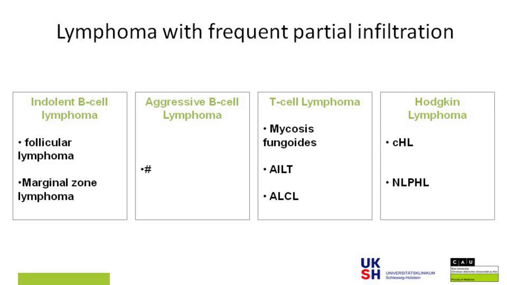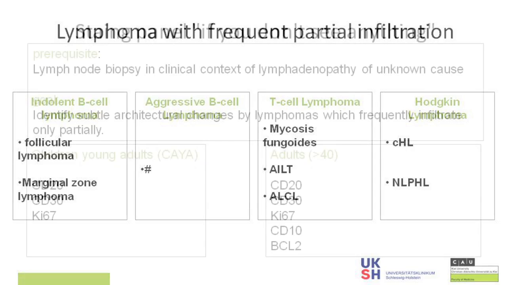These aren't many. As you can see here, there's an indolent lymphoma like follicular lymphoma and marginal zone lymphoma. But aggressive B-cell lymphomas, like in our case, diffuse large B-cell lymphoma, Burkitt's lymphoma, virtually never partially infiltrate the lymph node. So it's very unlikely that we miss an aggressive B-cell lymphoma by conventional morphology. We have to take care of T-cell lymphomas, which can partially infiltrate, mycosis fungoides, angioimmunoblastic T-cell lymphoma, and anaplastic large cell lymphoma. And of course, Hodgkin lymphoma is a typical example of something that can partially infiltrate.